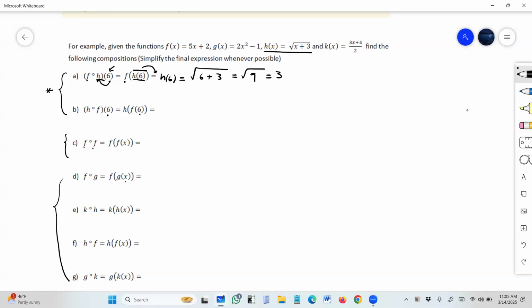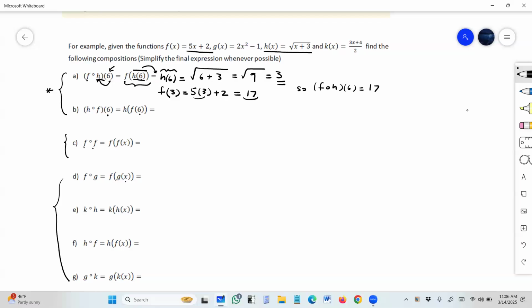Now I have h of 6 equals 3. Then this question becomes f evaluated at 3, because that is my h of 6. So now I have to do f of 3, and you know how to do f of 3. Here's the function f. Just replace x with the number 3 and evaluate. That's 15 plus 2, which is 17. So f compose h evaluated at 6 is the number 17.